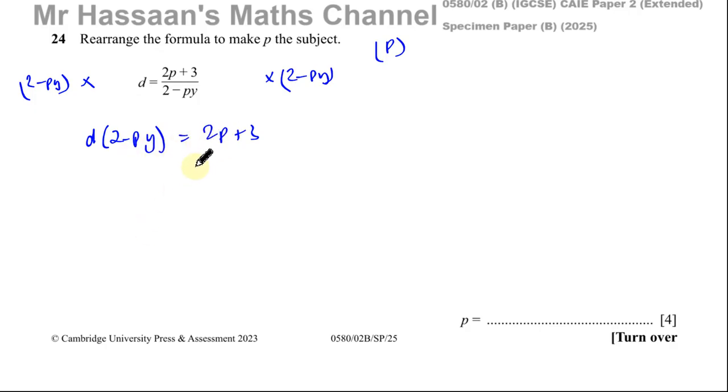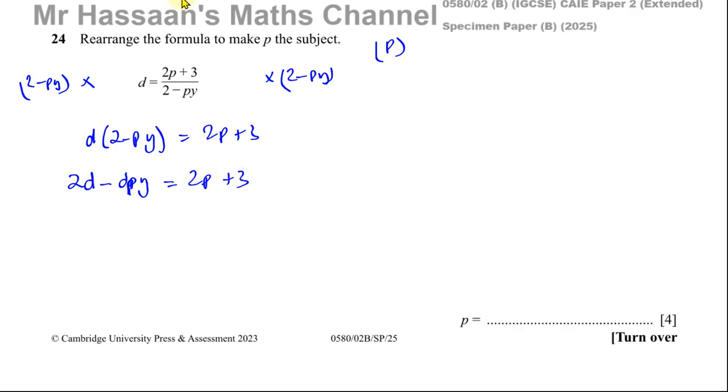Okay, now I want to free this p from the bracket so that I can combine it with its friend, the p on this side. So I'll expand the bracket. d times 2 is 2d, and d times minus py is minus dpy. Try to keep things in alphabetical order. That's always better. Okay, is equal to 2p plus 3.